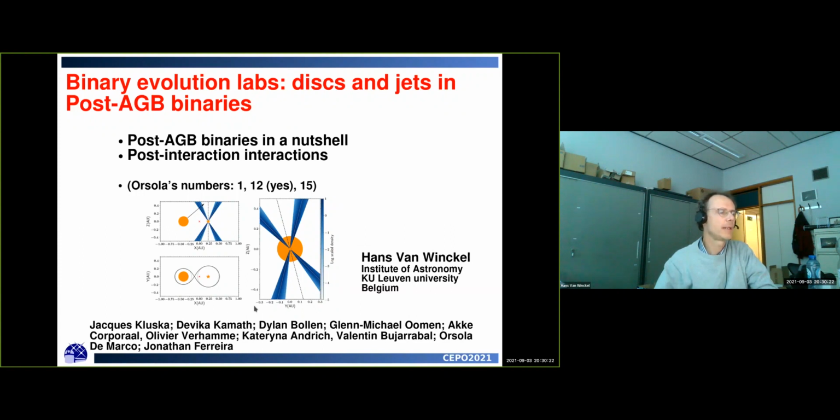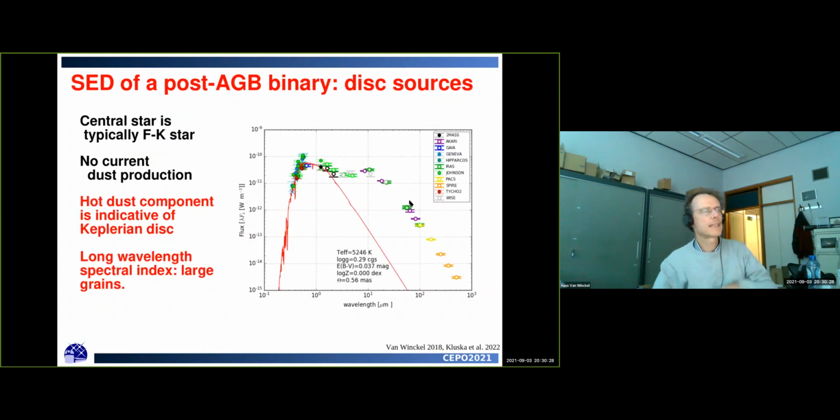These are all my collaborators. I think, Akke, you heard in the beginning of the week already. So what are the systems that I will be talking about? These are optically bright post-AGB stars, typically F or K stars. You have a dust, and this dust is quite indicative and characteristic of those systems because it starts at near sublimation radius. That means that there's hot dust in the system, and that is indicative of a disk, and the disk is in Keplerian rotation.